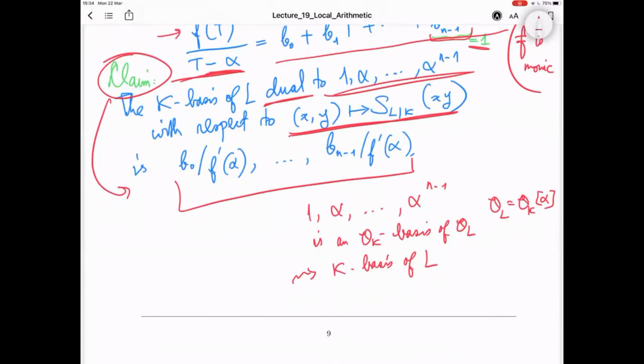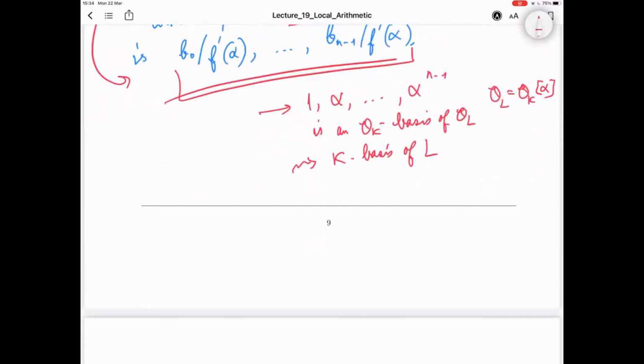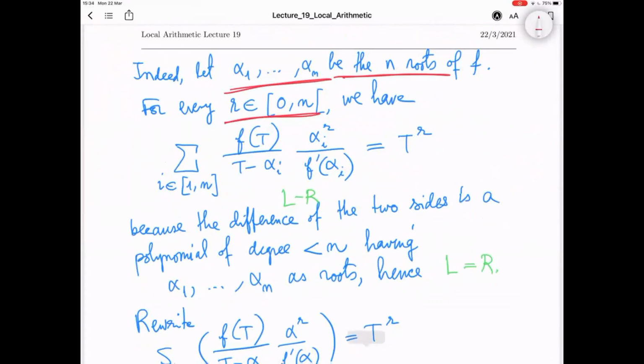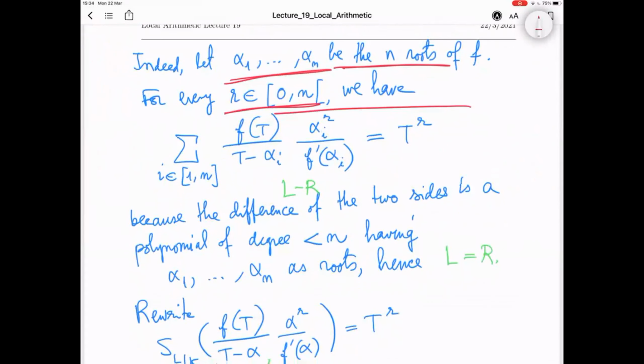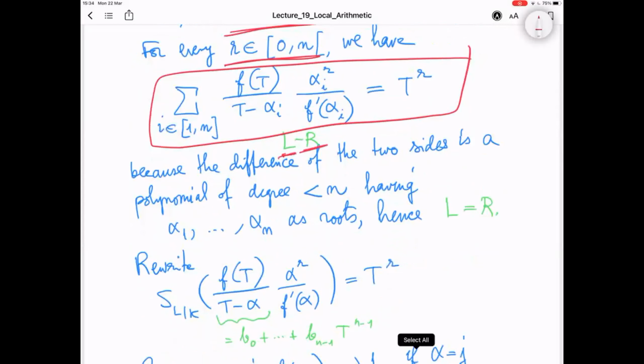Right. So the claim is that this is the basis dual to this basis. Let's prove the claim. So the minimal polynomial has exactly n roots in some algebraic closure. I don't care where it is. Then for every r in this interval 0 to n minus 1, you can check this identity. And this identity is true because if I take the difference of the left-hand side and the right-hand side, then it's going to be a polynomial of degree strictly less than n.